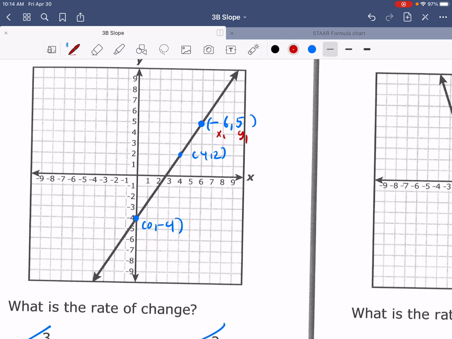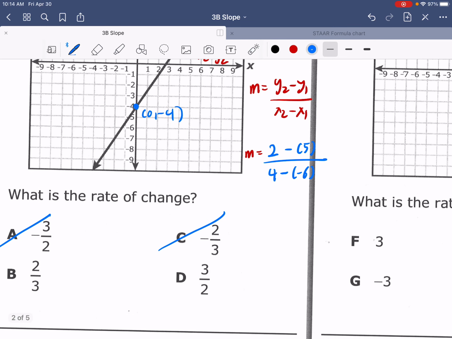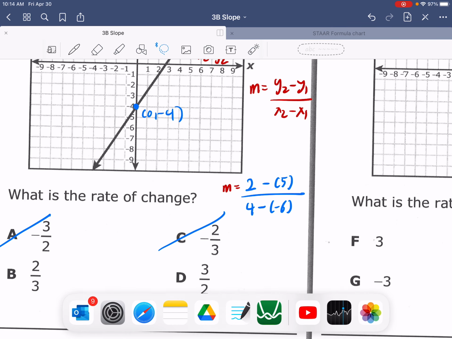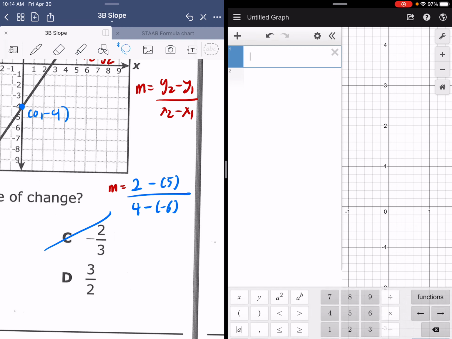x1, y1, x2, y2. So, y2 minus y1 over x2 minus x1. y2 is 2, minus y1 is 5, over x2 is 4, minus x1 is negative 6. So if you put this one into a calculator like Desmos, or if you want to do it by hand, I prefer doing by hand, but for you, I will show you how to do it in Desmos one more time.